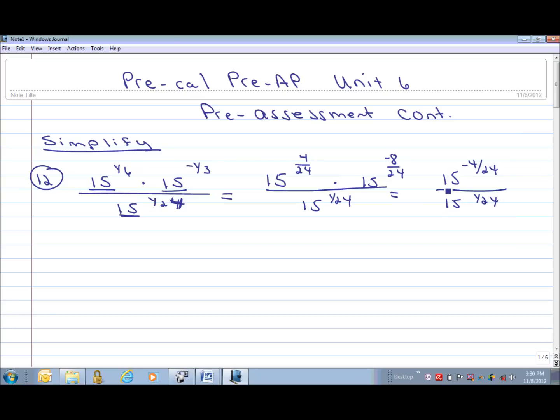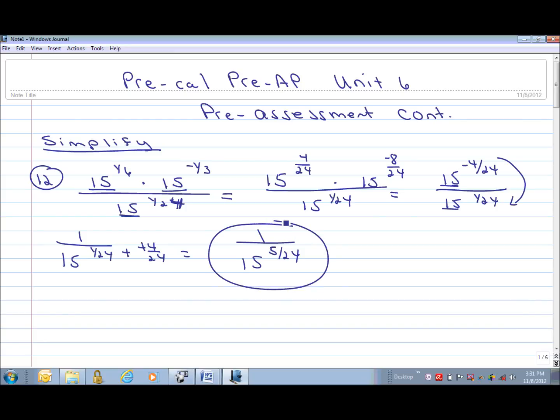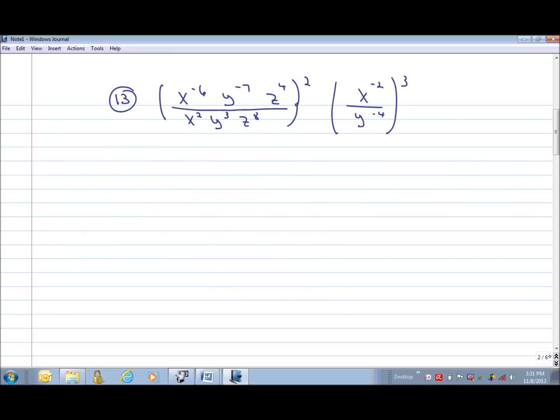And then when we're dividing, we would subtract exponents. If you want to take the smaller exponent from the larger exponent, you would end up with the base of 15 at the bottom. So there'd be nothing at the top, 1 would hold its place. And you would have 1/24, and you would have minus a negative 4/24, which becomes plus a positive, and therefore you have 1 over 15 to the 5/24, and that would be our final answer. All right, let's move on to the next problem.